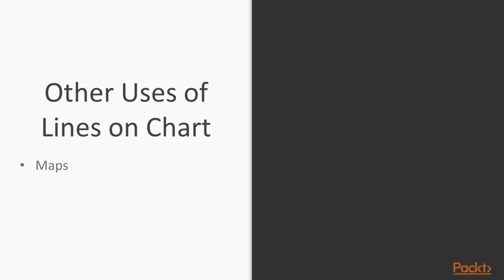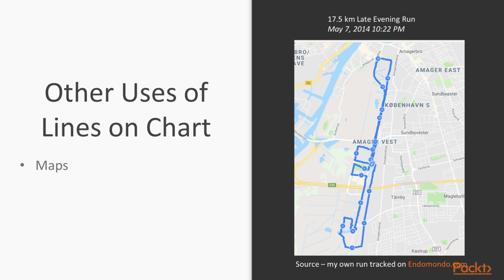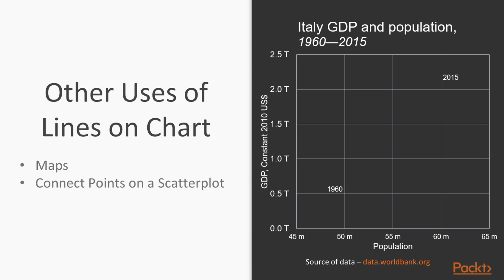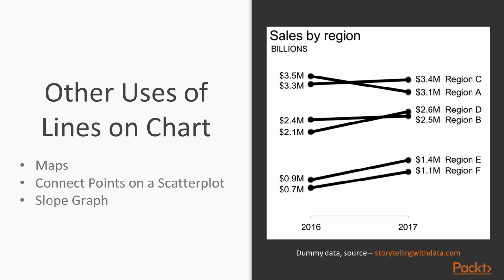There are other use cases of a line on a visualization. For example, you can put line on a map to visualize a route, like this map of my run that I took some years ago. We can also connect points on a point chart or a scatter plot if we have dates in our dataset. Another use case of a line chart is a slope graph. It is useful when we have two data points with multiple categories. However, all of these cases are out of the scope of this course.